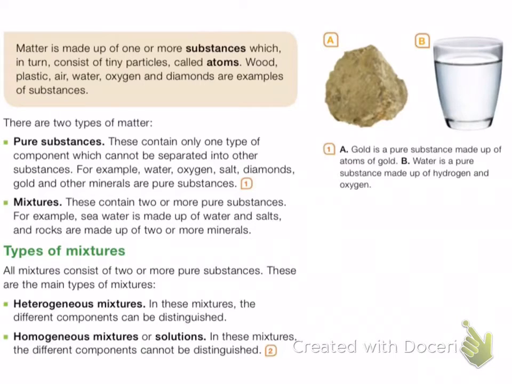Types of mixtures. All mixtures consist of two or more pure substances. These are the main types of mixtures. Heterogeneous mixtures. In these mixtures, the different components can be distinguished. Homogeneous mixtures or solutions. In these mixtures, the different components cannot be distinguished.